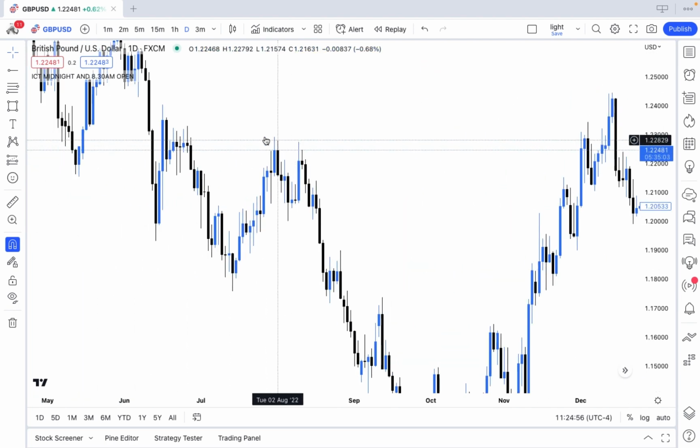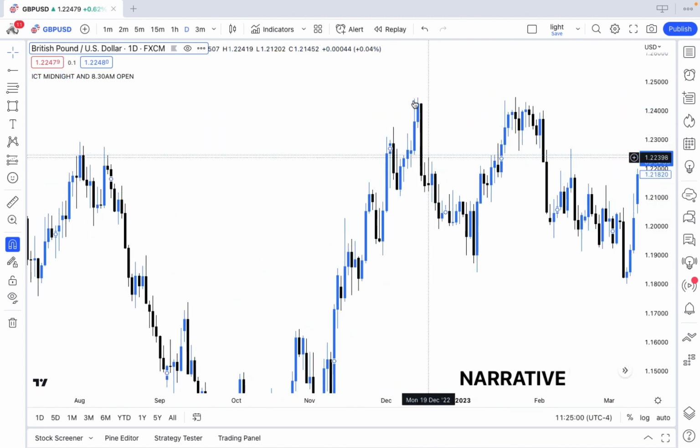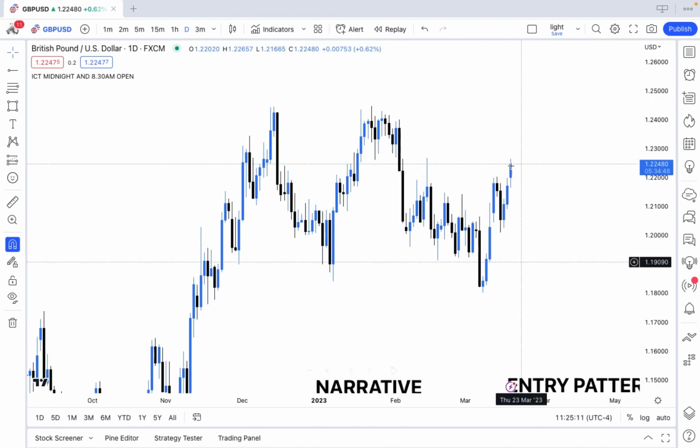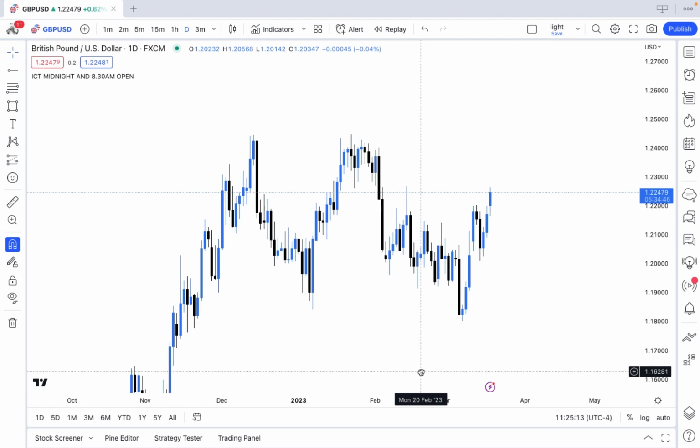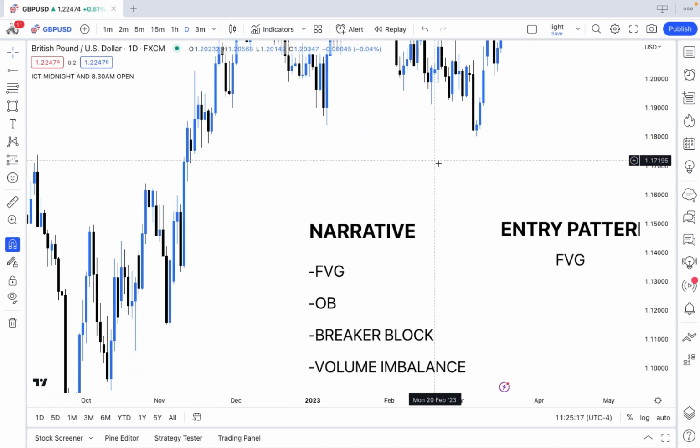Price took out that high and took out this one, and then we had our market structure shift. It sold off for a little while, and took sell side below this low. So we're going to look at this fractal, this piece of price action, using these tools.